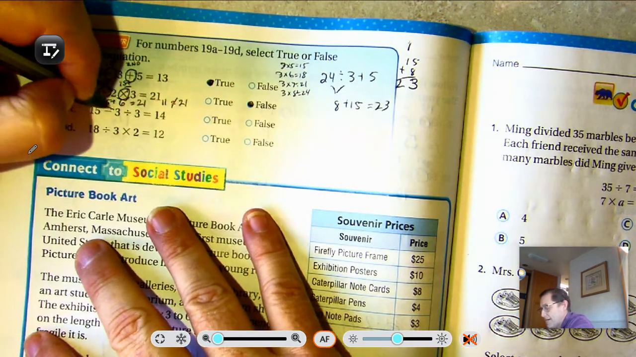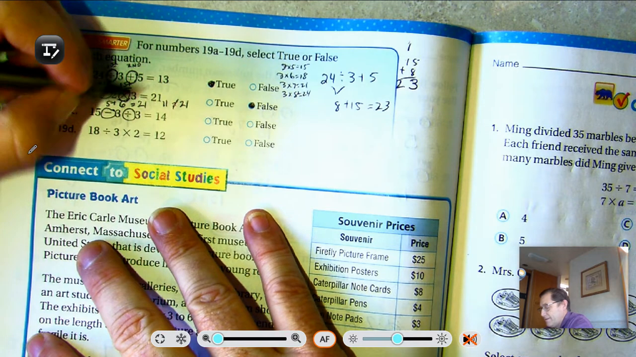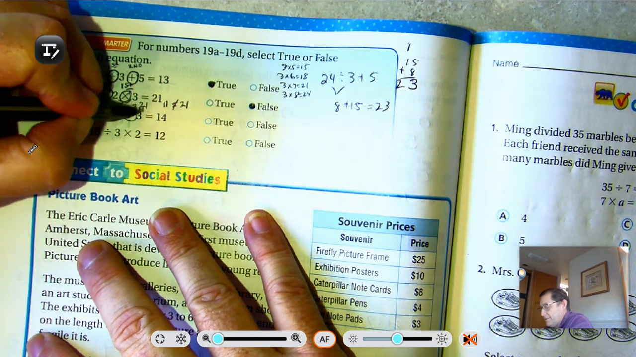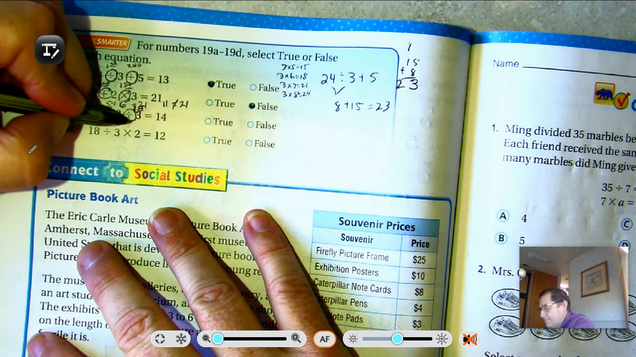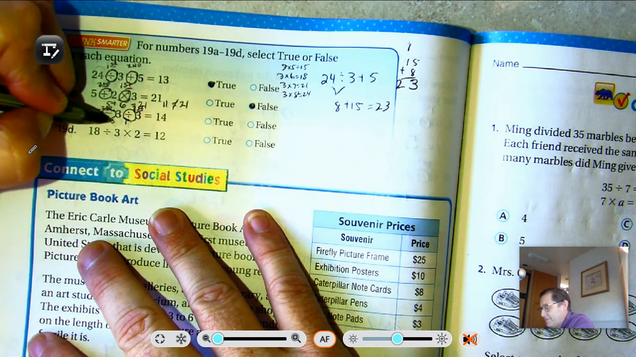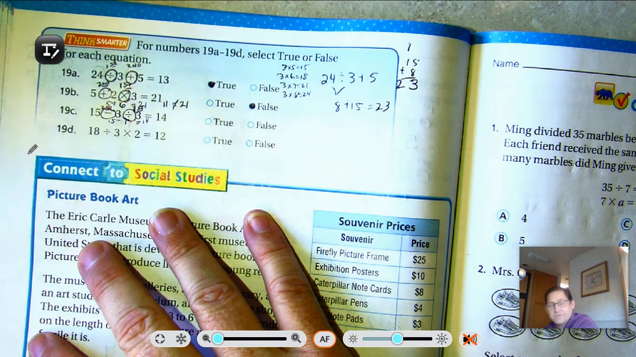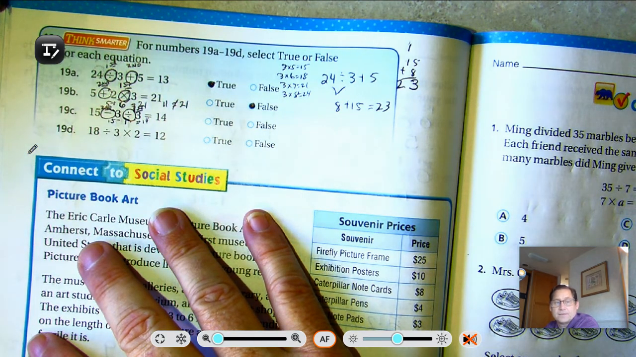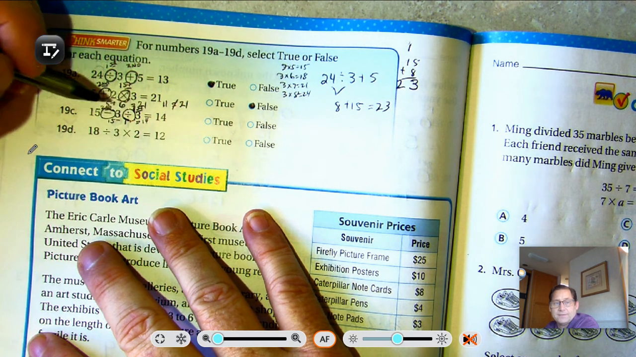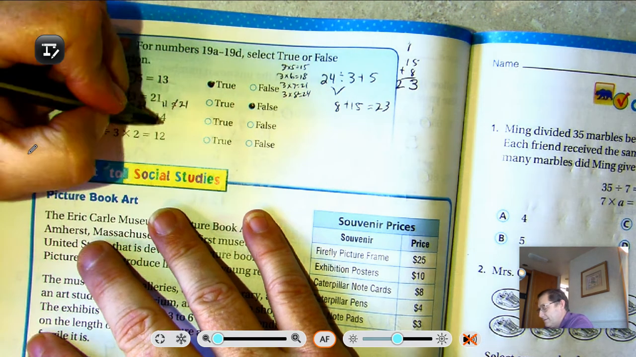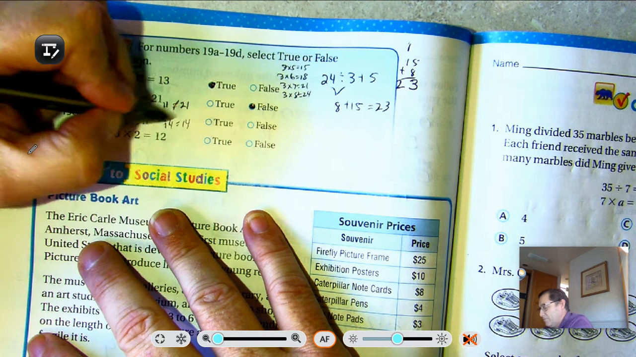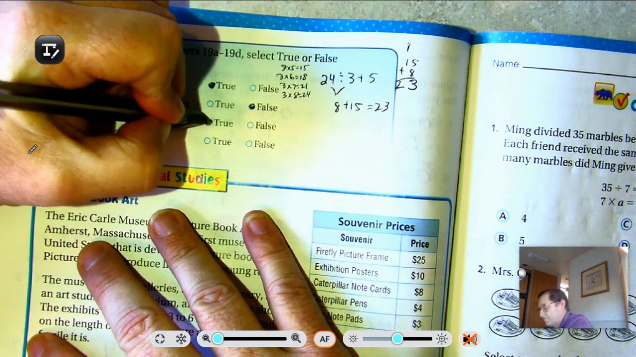15 minus 3 divided by 3. We need to divide first, then subtract. 3 divided by 3 is 1, and 15 take away 1 is 14. Okay, so 3 divided by 3 is 1. Now we're going to subtract 15, take away that 1 is 14. 14 does equal 14. True.